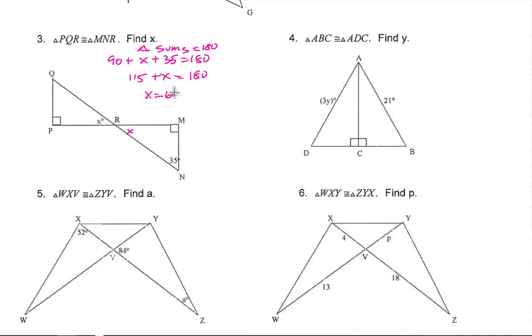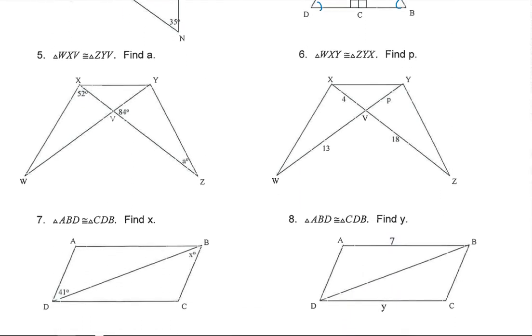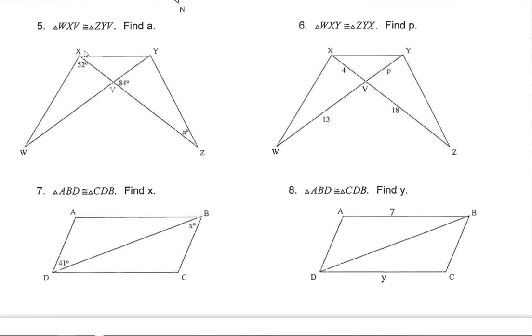That should be 125. Which gives us 55 degrees. For number 4, 3 y's is 21, so y is going to be 7. For number 5, basically it's going to be triangle sums. We've got 84 plus 52 plus x is all going to add up to 180 degrees.